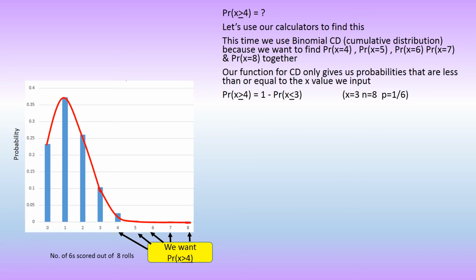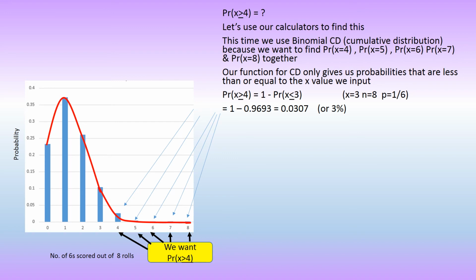So when you go to the CD function, again it will ask you for your x value, your n value and your p value. So in our situation now we want x to be 3, because then it will tell us the probability of getting 3 6s or 2 6s or 1 6 or 0 6s. And n is going to be 8, the number of trials is still 8, and the probability of success is still 1/6. So when you put that into your calculator and hit enter, you will get 0.9693. When you subtract that away from 1, you get 0.0307, or roughly 3%.